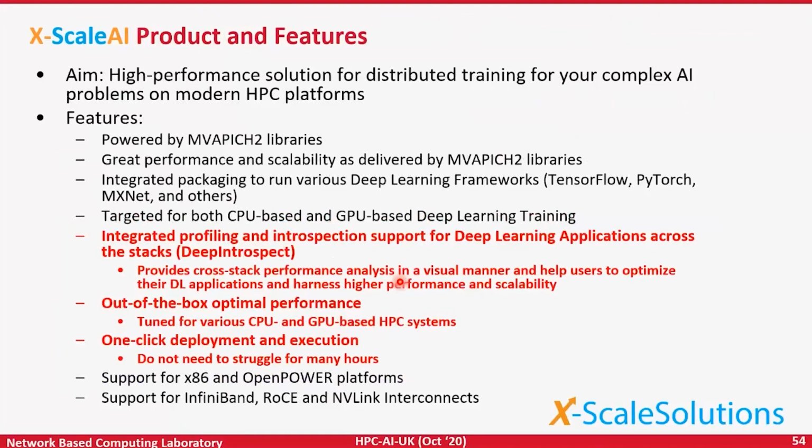We also have another Xscale AI product coming. This is based on the MVAPICH2-GDR and the integration I showed here. But the focus here is to help users extract more performance. So we have a very new capability called deep introspect. Because many times when you run your deep learning jobs, you don't know where you are losing the performance. So it has a very nice visualization interface. And through that interface, you can exactly find out, look, at this place these large messages are being used, and this is where the contention happened, or this is where you are losing performance. So it will help the end users. It will also help the system administrators to enhance the ecosystems for deep learning so that the end users can get the best performance.